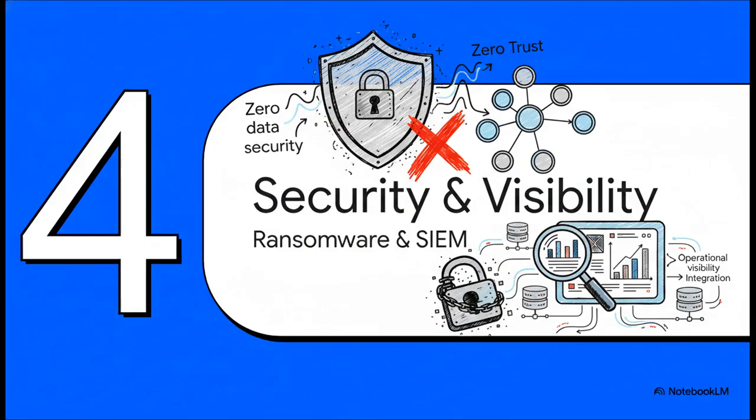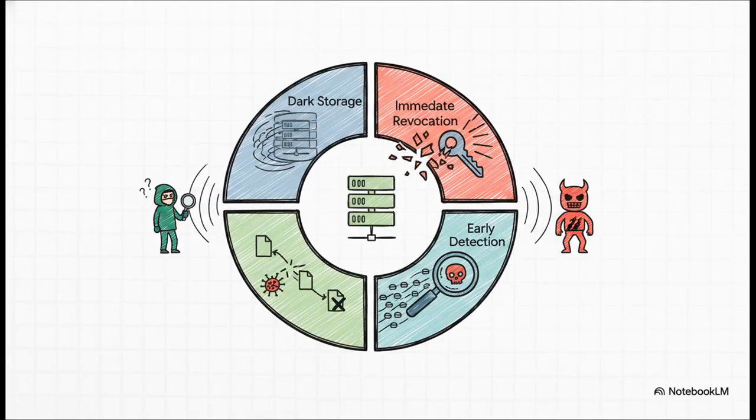So what does all this unique architecture get you? It really boils down to two massive benefits that every CISO is chasing: really powerful ransomware mitigation and complete, unified visibility through your SIEM. Let's break down how this actually helps you fight ransomware.